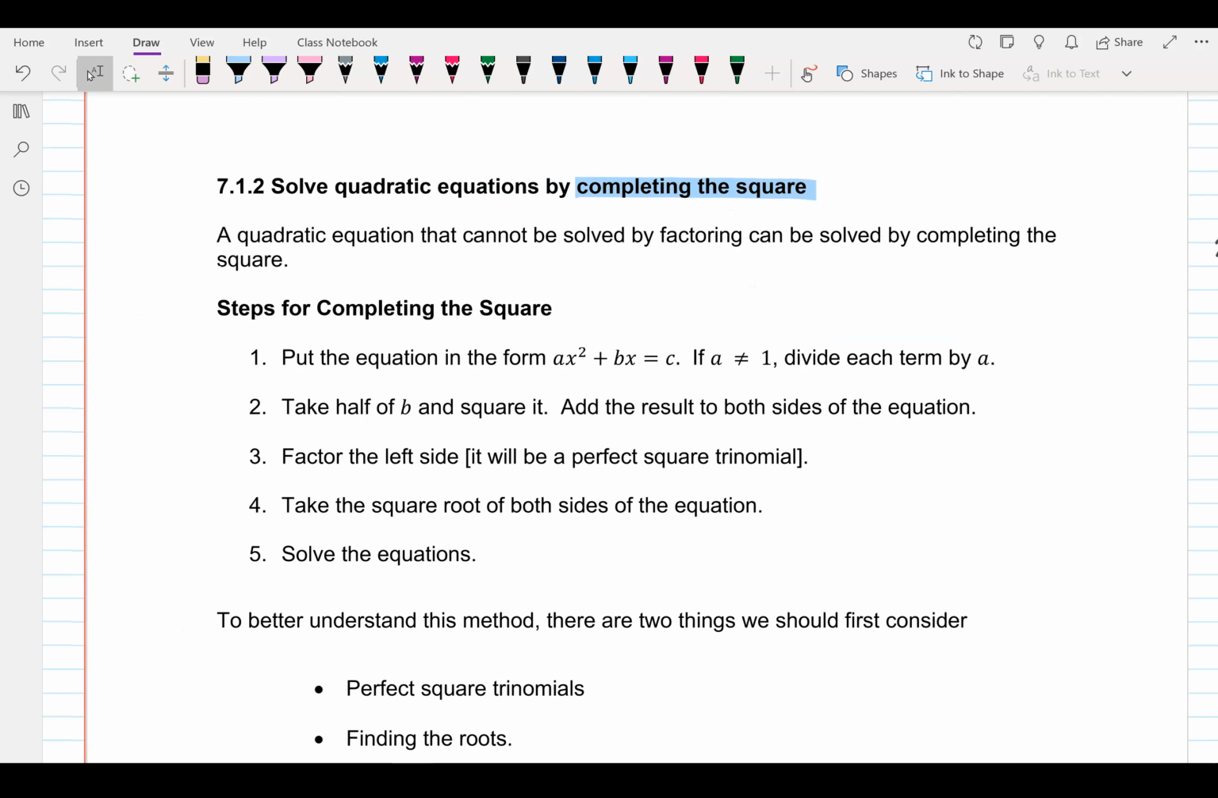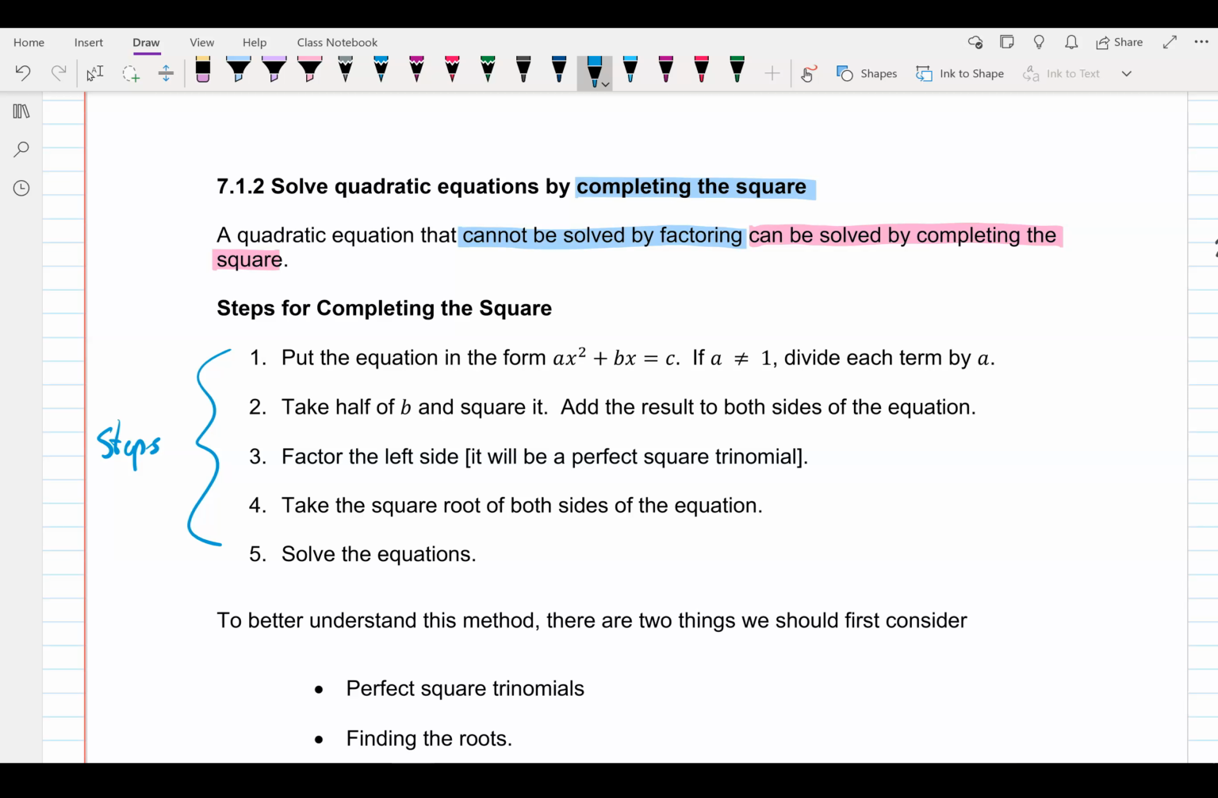So how do we solve something by completing the square, or why would we choose to do what's called completing the square? Well, any quadratic equation that cannot be solved by factoring can be solved by completing the square. These are the steps that you would take. I'm going to be modifying those steps a little bit when I teach you how to do it, because I find this method a little bit hard to remember. But I'll just read them out just so you know what we're eventually going to do, even though we do it in about 2 pages from now.